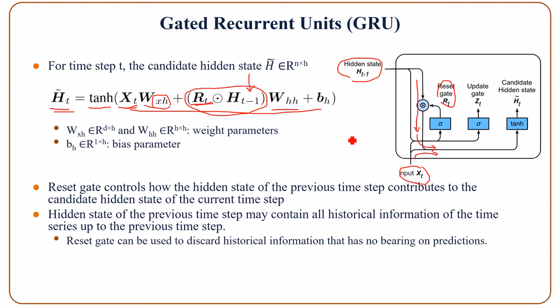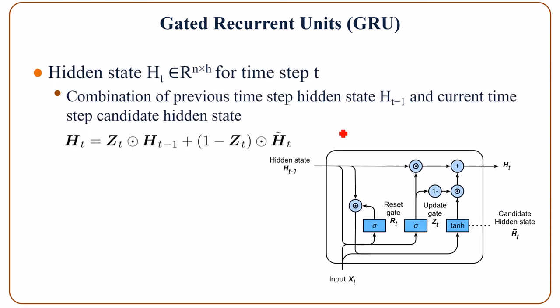So here we can see that the reset gate can be used to discard historical information up to the previous time step. Eventually, the hidden state H at time t can be calculated as the combination of the previous time step hidden state H at t-1 and the current time step candidate hidden state. How much it gets from the previous time step hidden state H at t-1 is controlled by the value of the update gate Z_t. So the more you get from the previous time step hidden state, the less you get from the current time step candidate hidden state, and vice versa.